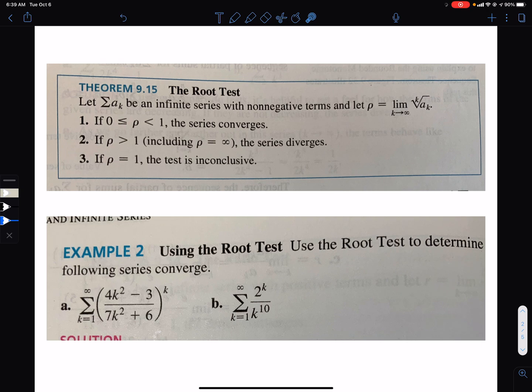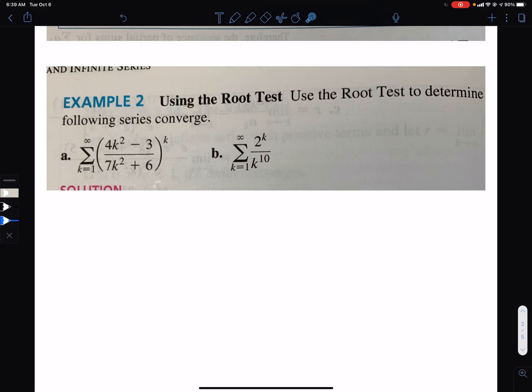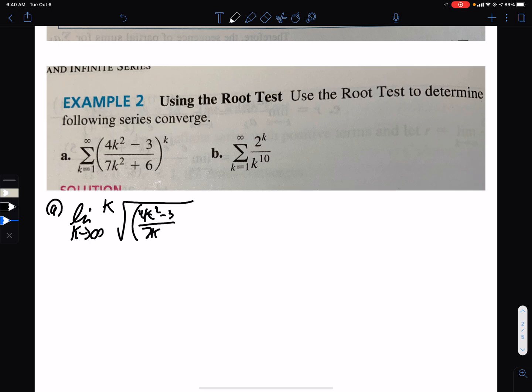So when does this work? It works well when something's raised to the kth power. When you take the kth root, it cancels out. So you see here, I have a kth power. If I do the root test, I can get rid of that. That's the thought process on that. So let's go ahead and do this. Part A: the limit as k goes to infinity of the kth root of your terms, and that's going to be (4k squared minus 3 over 7k squared plus 6) to the kth power.